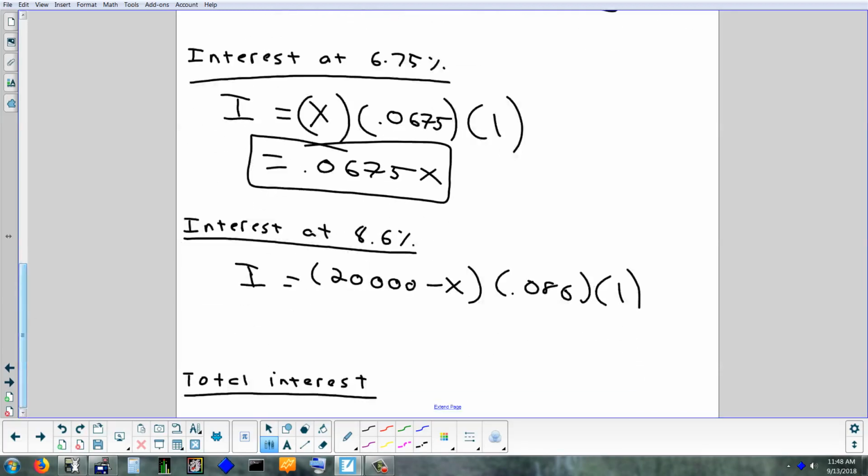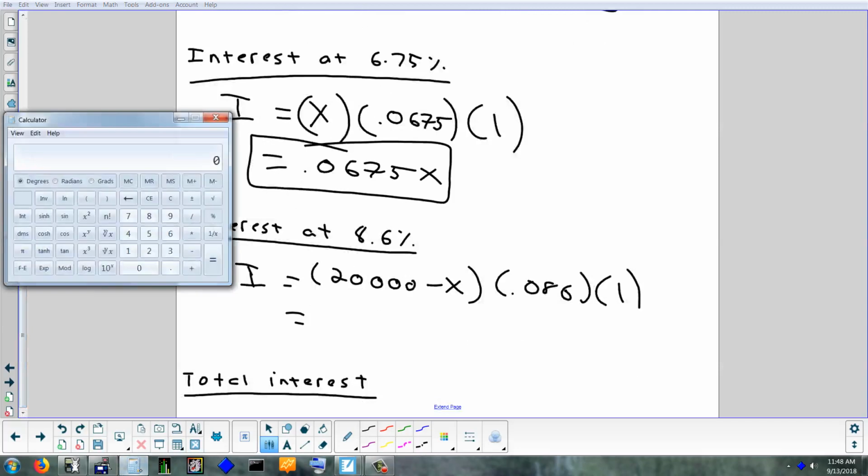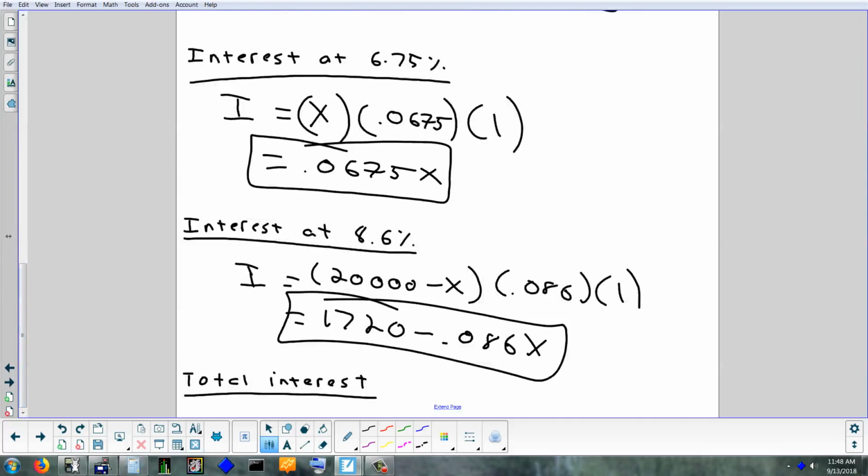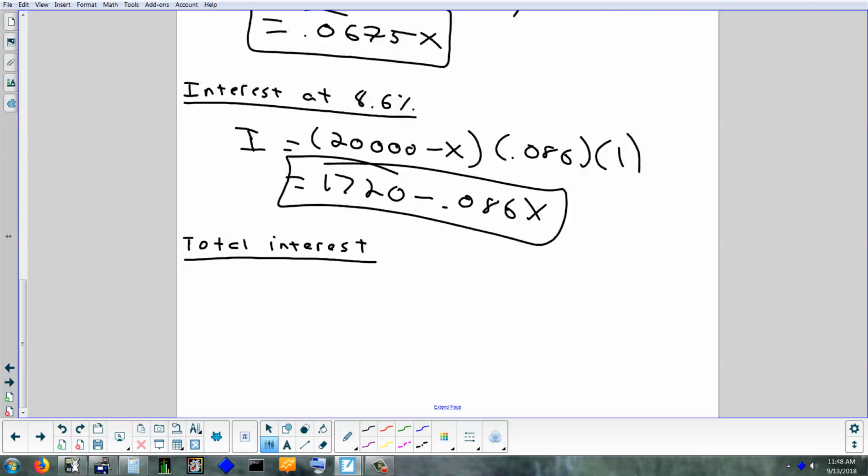So this one we can clean up a little bit more because I can distribute the 0.086 since it's on the outside. So let's do that. So 20,000 times 0.086 gives me 1720 minus 0.086x. So we have how much interest from the first investment, how much from the second investment. How would we get the total? Yeah? Add them together. Add them up.